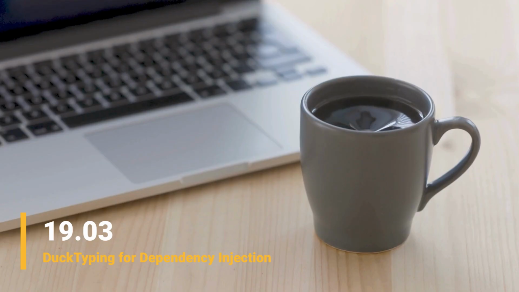Welcome back. We've seen how DuckTyping allows different objects to be used interchangeably. This principle is fundamental to a powerful design technique called dependency injection, often shortened to DI. This technique is used extensively in large frameworks to manage complexity and improve testability.